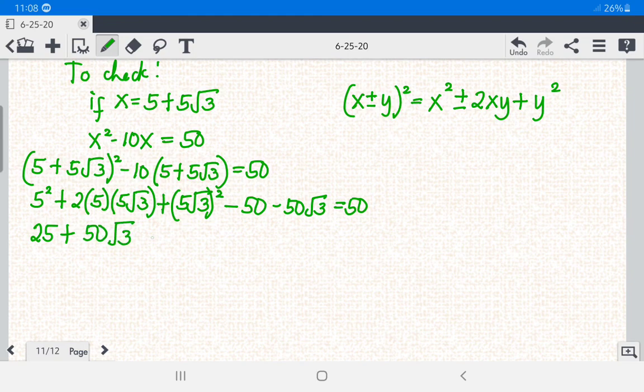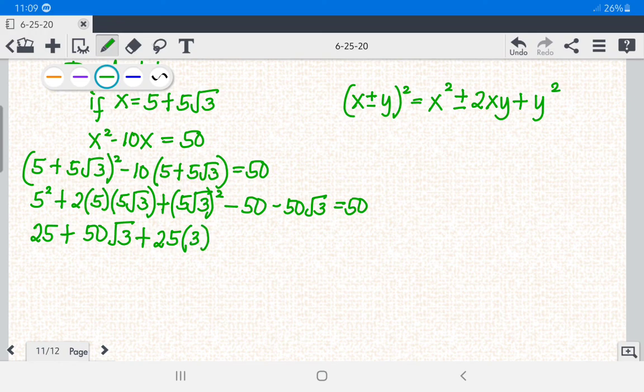Then plus 5 squared. So you're going to square first the numerical coefficient 5. So that is 25. 5 squared is 25. Then square root of 3 squared. So we have 3. So you're going to multiply it by 3.